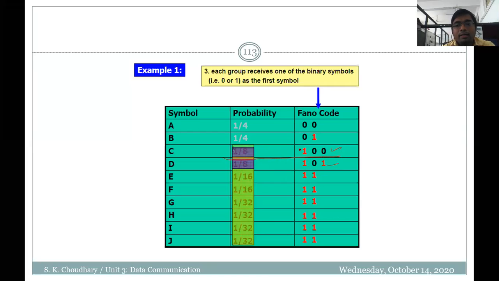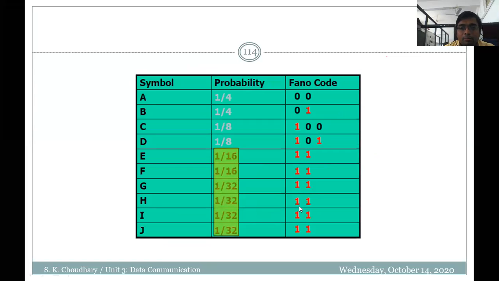Now the coding of C and D is completed, and there is no further division. A and B are already completed, and C and D are also completed. Only the remaining group is E to J. So we make A to D disappear, because all four are already completed. Now the only group is E to J. Again divide it into two equal parts.